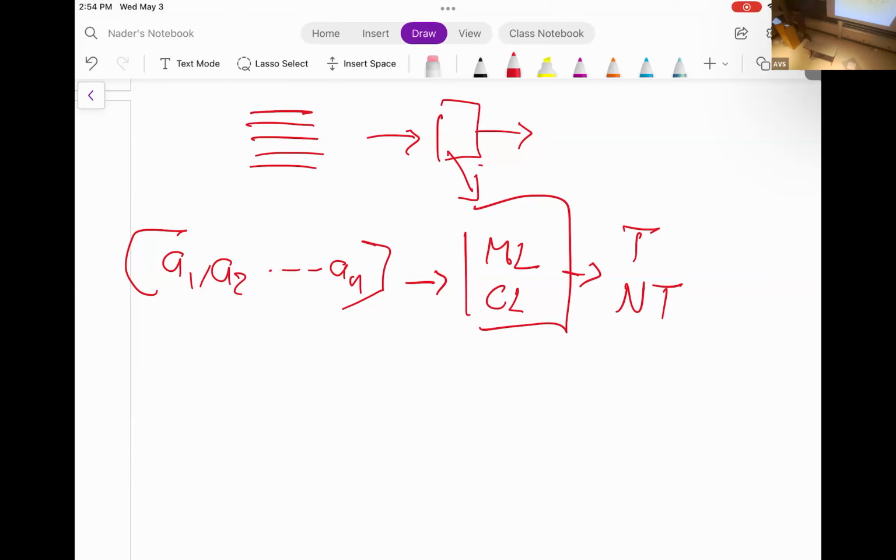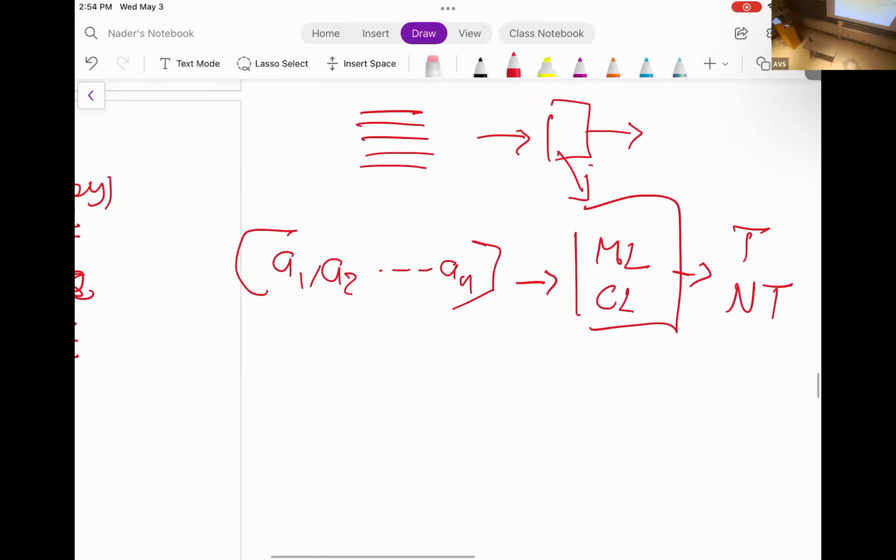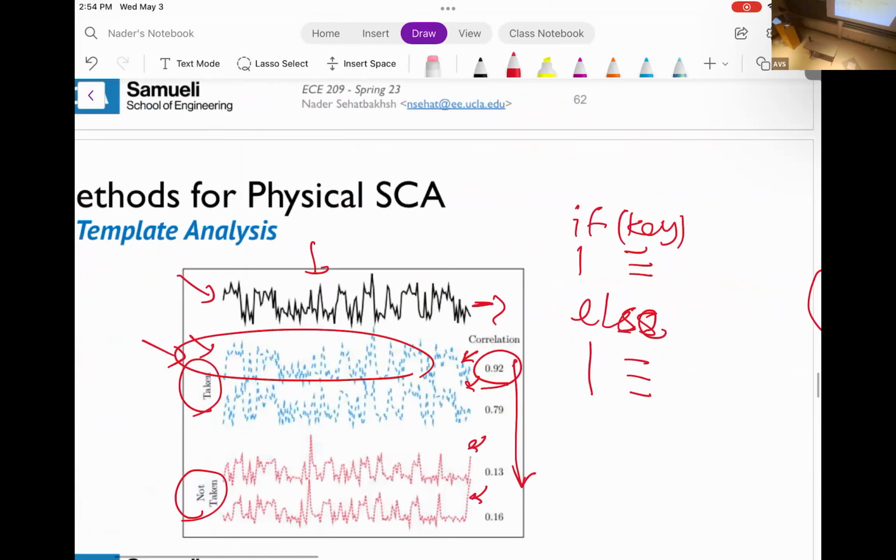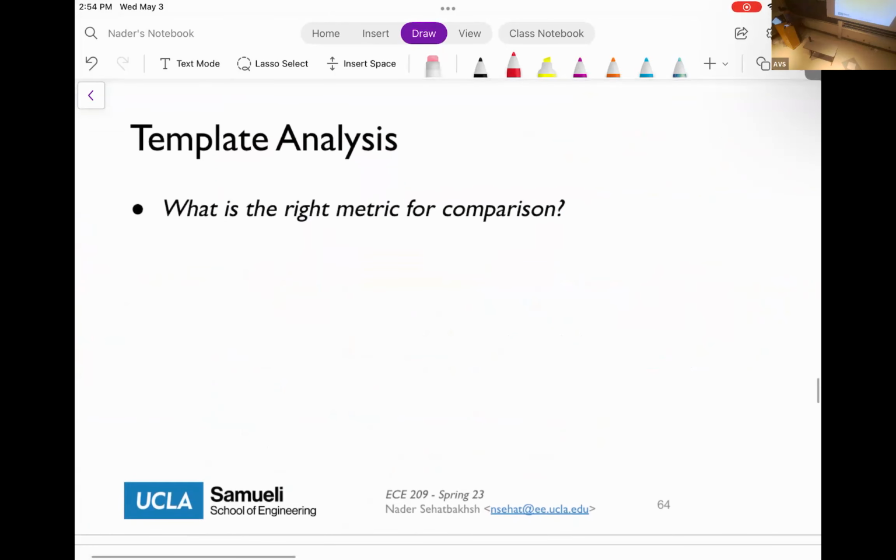So that's basically what we call a template attack, because in order to train this, I'm using a replica of the original device. It's not the same device, it's a replica of the device, and I manage to use it for attacking the system.